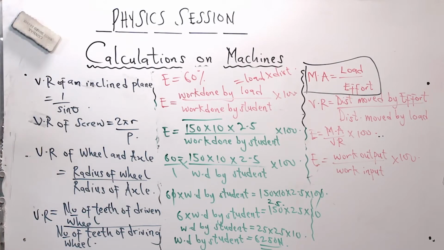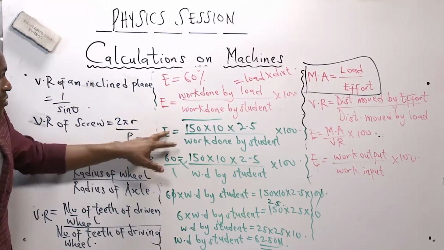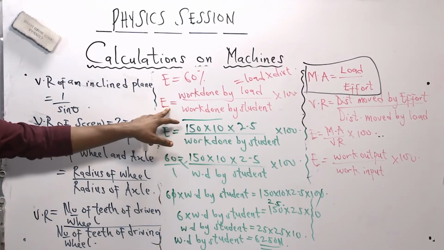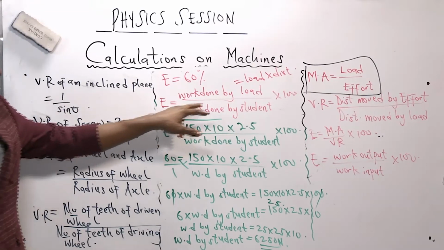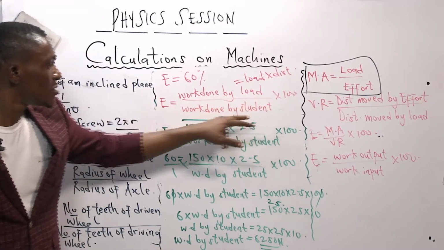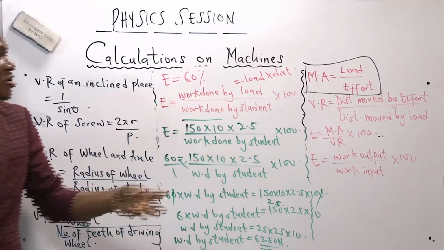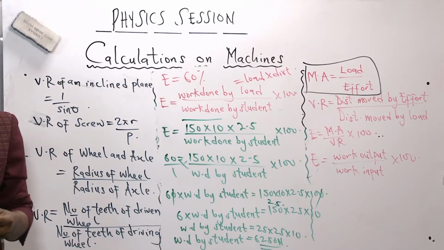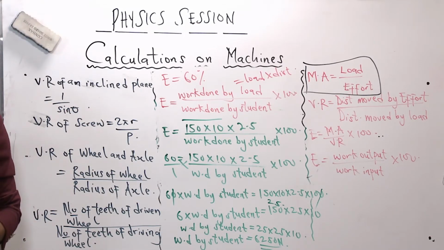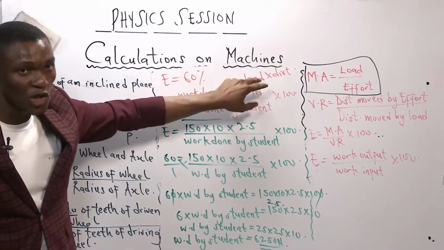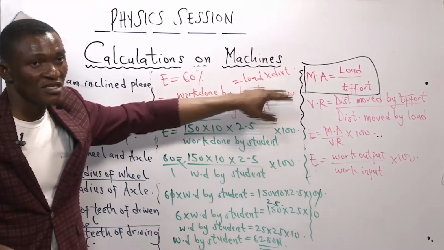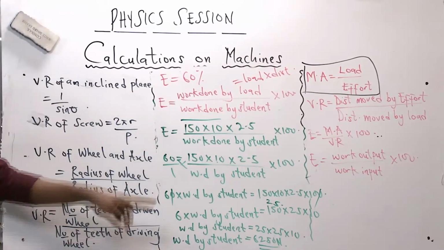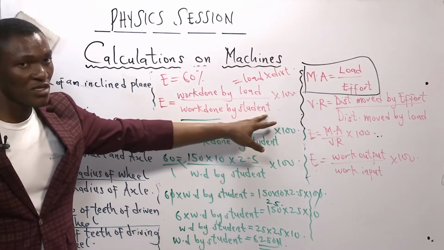So let me run through that solution again so you get it. We started with efficiency is equal to work done by load over work done by students times 100, right? So I said the work done by load is a product of the mass of the load. We multiply the mass by 10 to get the load itself. Then we multiply by what? By 2.5, which is the distance moved by the load, all divided by the work done by the student times 100.